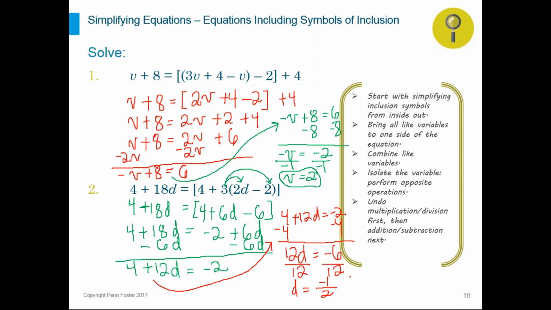Again, your answer is a fraction. If that's the answer, then that's it. Any questions?